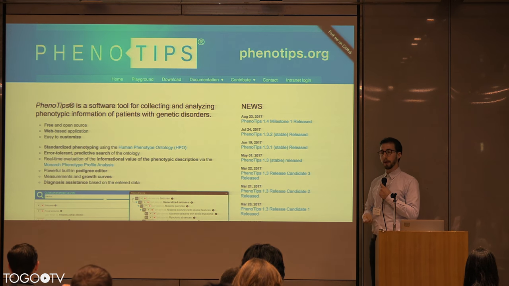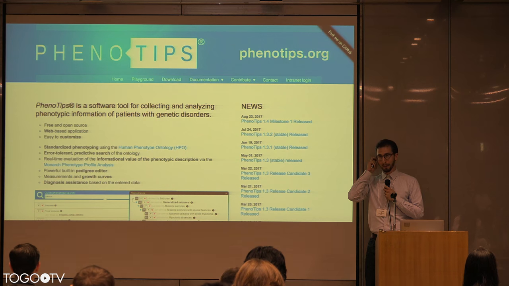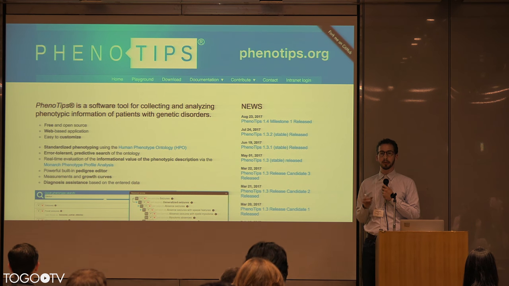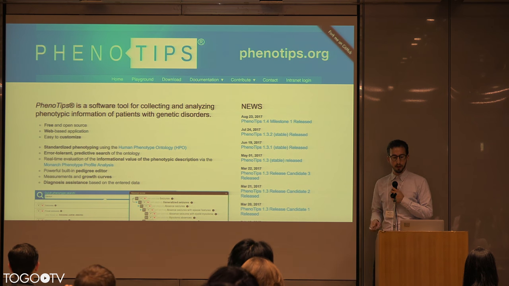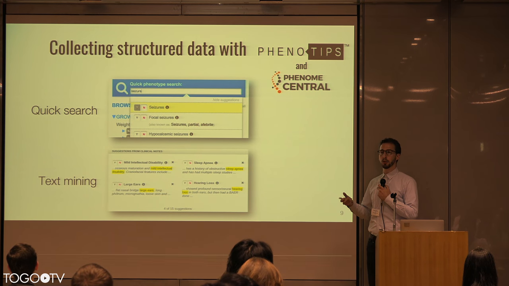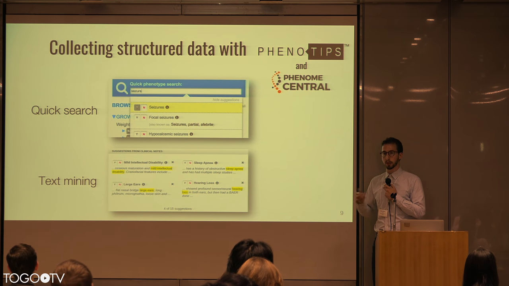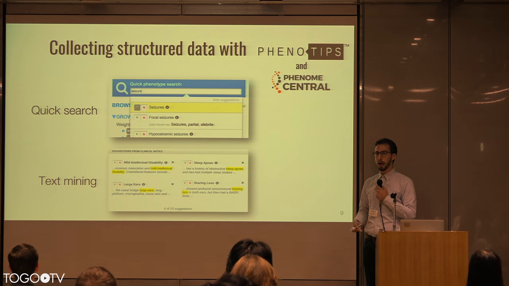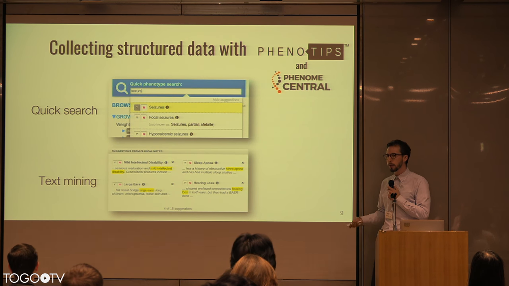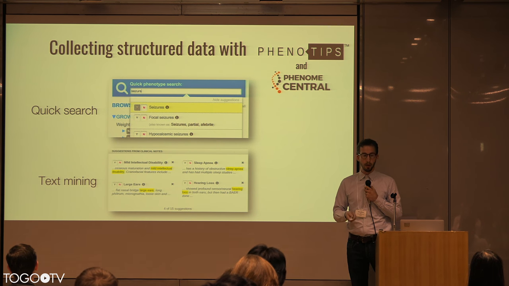So to talk a little bit about PhenoTips, this is an open source tool that we've developed in our group about 5 years ago or so. It's used at hospitals and research centers around the world. It's really designed to make it as easy as possible for doctors and researchers to describe patients, particularly rare disease patients, using the HPO underneath.